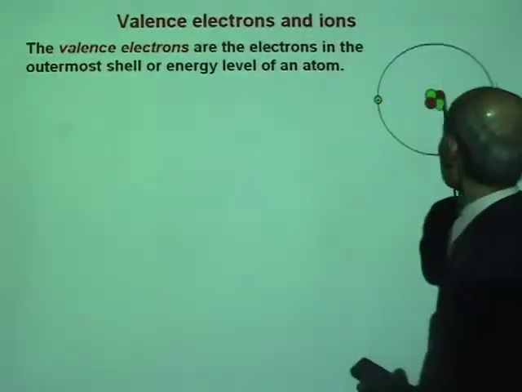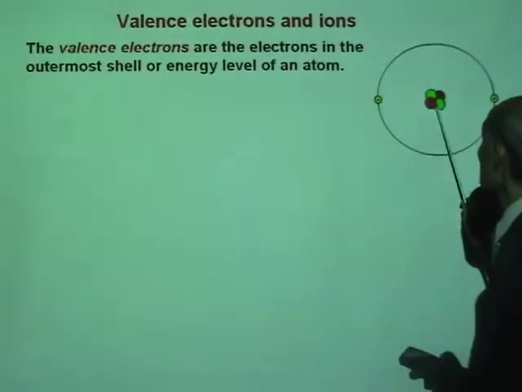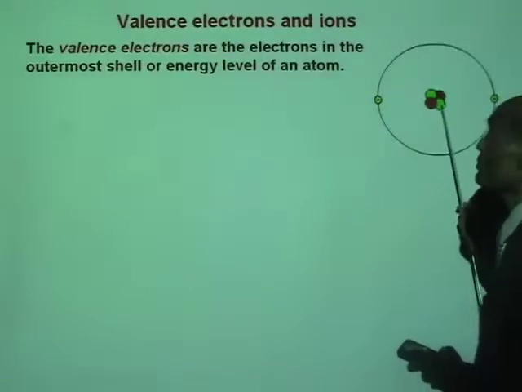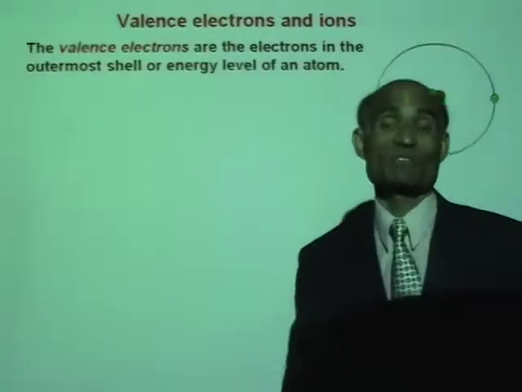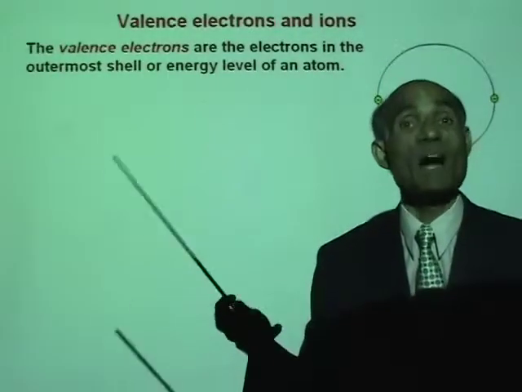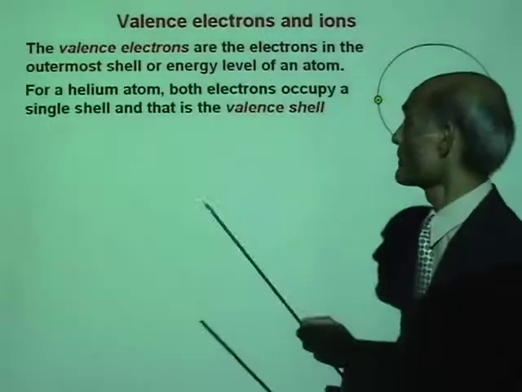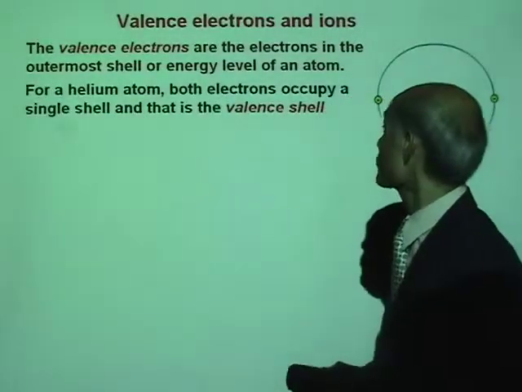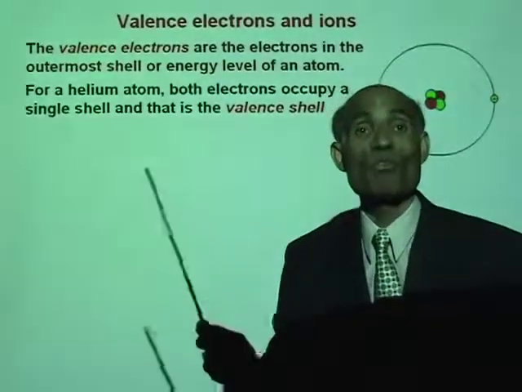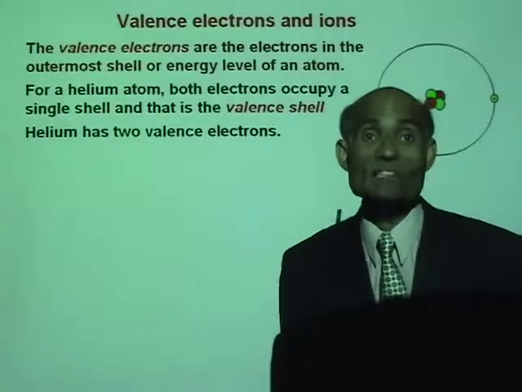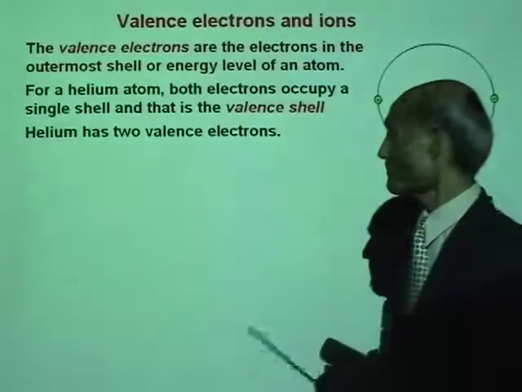Now, for example, this is the atom of helium. Look at the nucleus of helium: 2 protons and 2 neutrons in the nucleus and 2 electrons. It has only one shell, and that is the outer shell. The valence electrons are those 2 electrons. For a helium atom, both electrons occupy a single shell, and that is the valence shell for helium. So helium has how many valence electrons? Helium has 2 valence electrons.